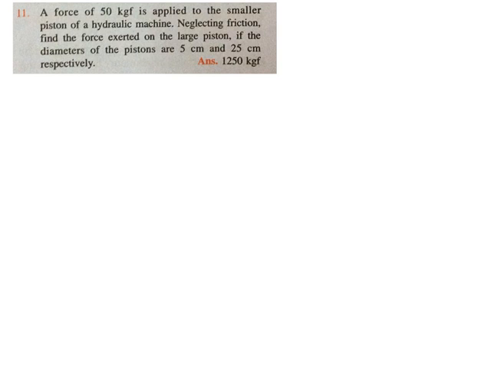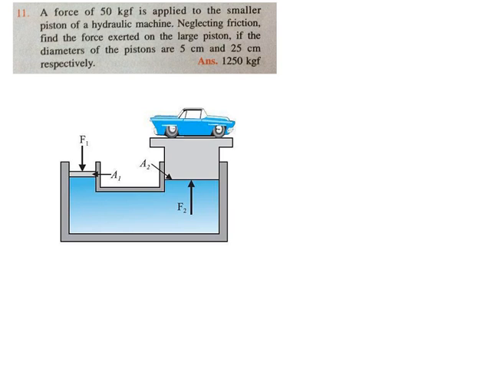The problem states: a force of 50 kgf is applied to a smaller piston of a hydraulic machine, neglecting the friction. That means there is no loss of pressure anywhere along the path. Find the force exerted on the larger piston if the diameters of the pistons are 5 centimeter and 25 centimeter respectively.